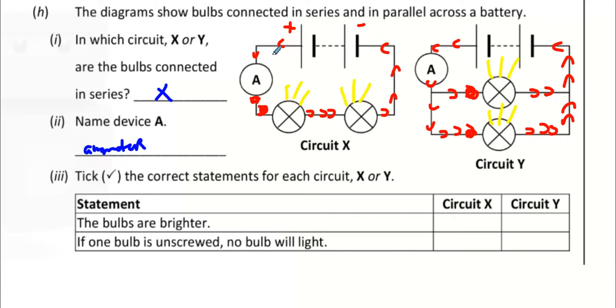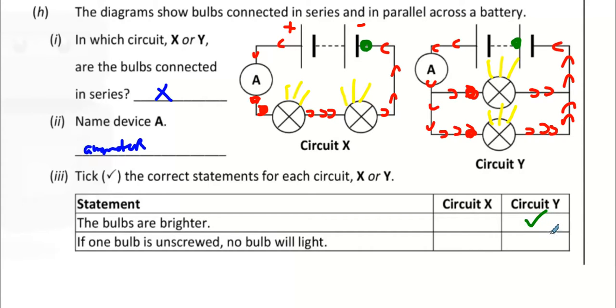So imagine I'm this green electron here. When I travel around this circuit, I have to go through one bulb, then I have to go through the second bulb, and this slows me down and makes the current less fast. Well, if I'm a green electron in the second circuit, going from positive to negative, I can either go through the one bulb that way, or I can go through one bulb this way. Okay, so they're brighter in circuit Y.